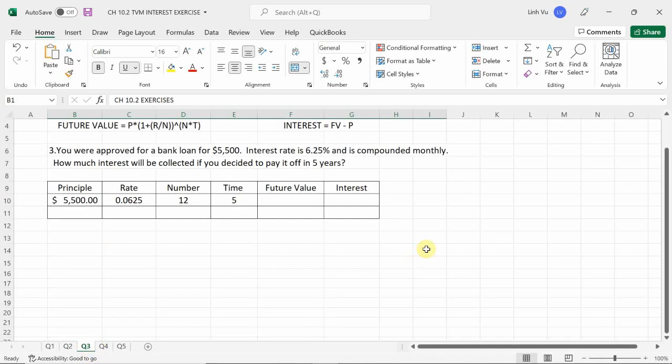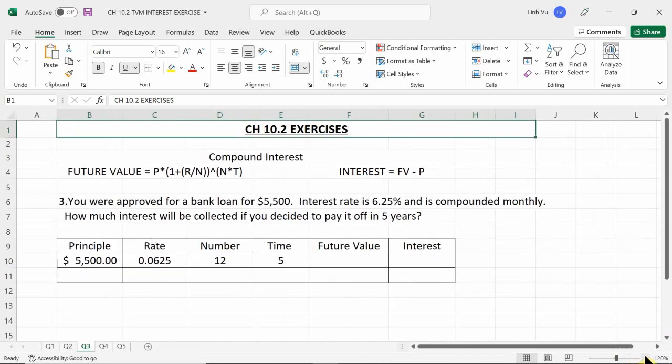Because you guys don't have calculators here, I'm going to assume Excel. Okay, you know it, you don't, that's okay. I'm going to show you how to compute it in your computer, how to use Excel to solve for the future value as well as the interest for compound interest. As you can see up here, I give you the formula as well as the interest.